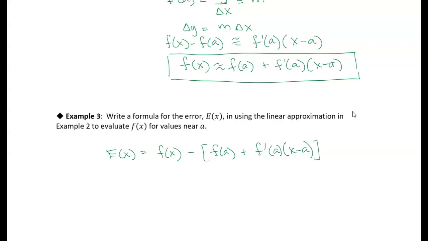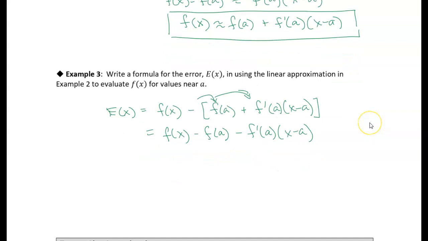Now we can distribute this negative sign if we want to. We don't really have to, because this is a perfectly acceptable formula. The key thing to remember though is that the error is just the difference between the actual and the estimated value. So I could also write this as f of x minus f of a minus f prime of a times x minus a. I think that's the way they have it written in your book. So there's a formula for the error function. Either one of those will work.